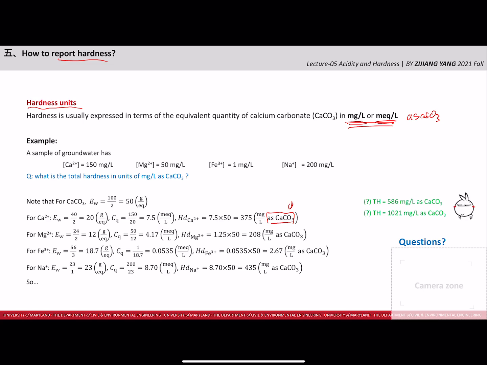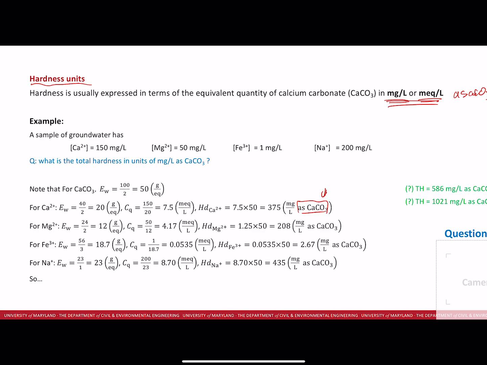And here I show an example. We have a sample from the groundwater. After the measurements, we know the concentrations of calcium, magnesium, iron, and sodium. The question is, what is the total hardness in units of milligram per liter as calcium carbonate? In this case, we have 4 species, so we can do the calculation one by one.